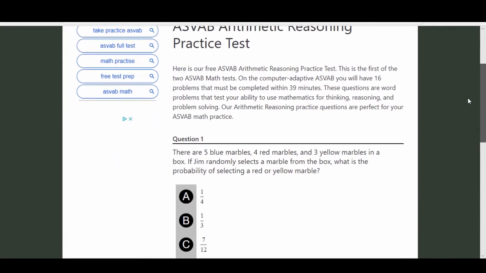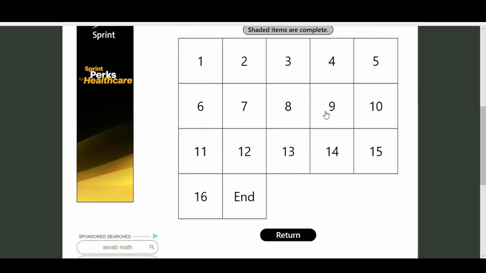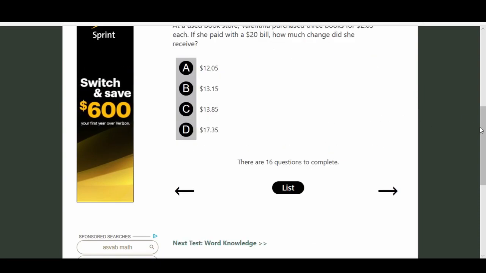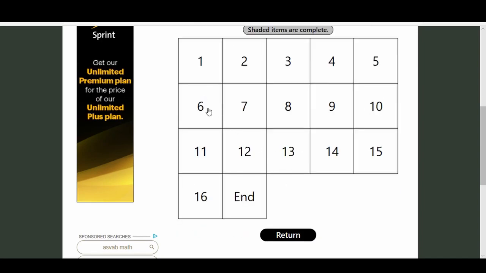And I do not like those problems. I believe we're on question number 6. Let me just make sure. Yep, we're on question number 6.